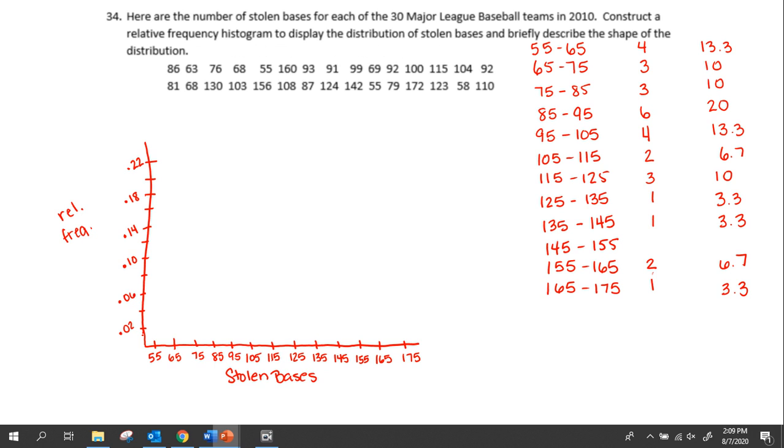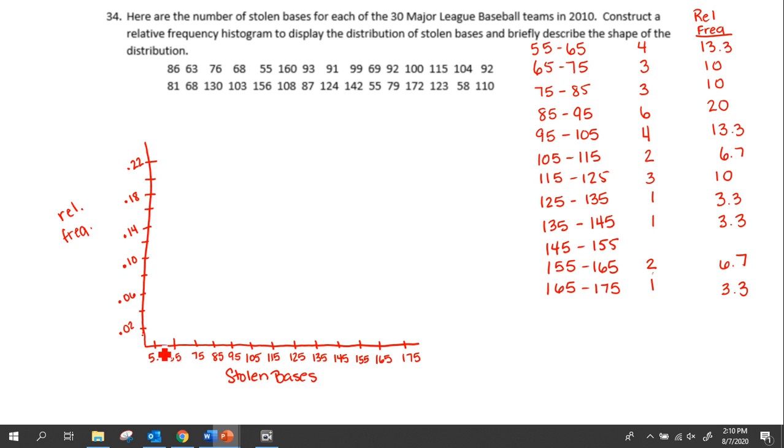Here are the number of stolen bases for each of the 30 Major League Baseball teams in 2010. Construct a relative frequency histogram to display this distribution of stolen bases and briefly describe the shape. So I went ahead and tallied up how many were in each category. I decided to count by tens, starting with 55 since it was the lowest number. And then this column is my relative frequency. So I took the frequency and divided by 30.